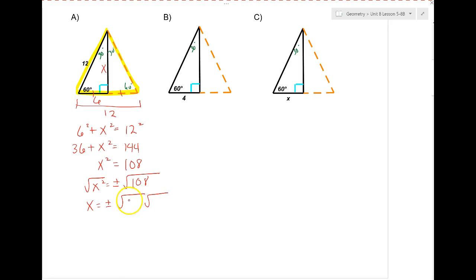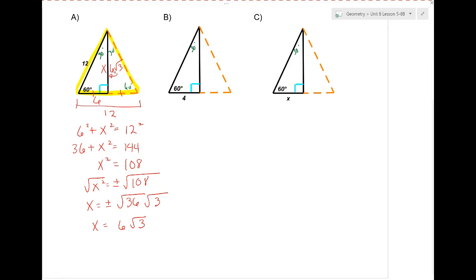36, right on. So 36 times 3 is 108. That's one of those that you don't see often, but if you kind of remember 36 comes out of 108, it makes life a lot easier. So what's the square root of 36, guys? So really, my answer is going to end up being a positive 6 root 3. So this segment right here is 6 root 3.